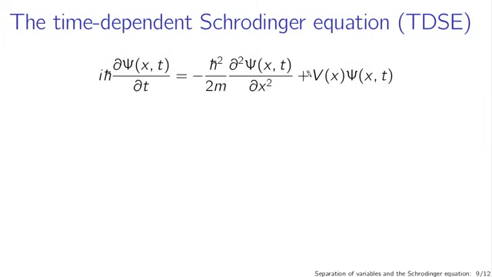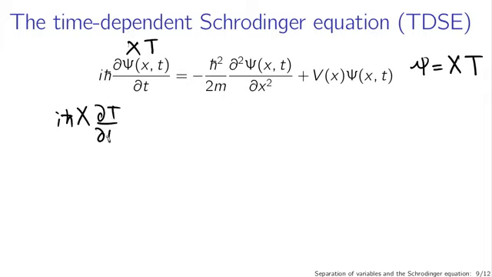Well, we make the same sort of guess as we made before. Namely, ψ is going to be X times T, where big X is a function of position and big T is a function of time. If I substitute ψ equals XT into this equation, you get pretty much what you would expect. I h bar, and now big X is a function only of position, so I don't need to worry about the time derivative acting on big X. So I can pull big X out, and what I'm left with then is a time derivative of big T.